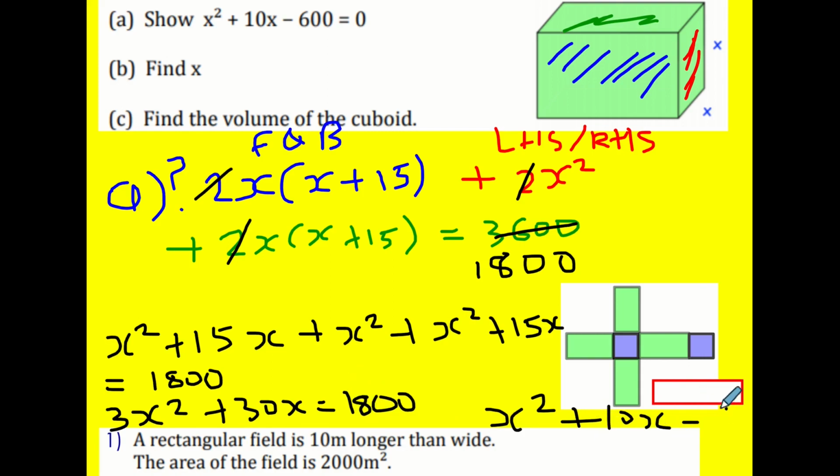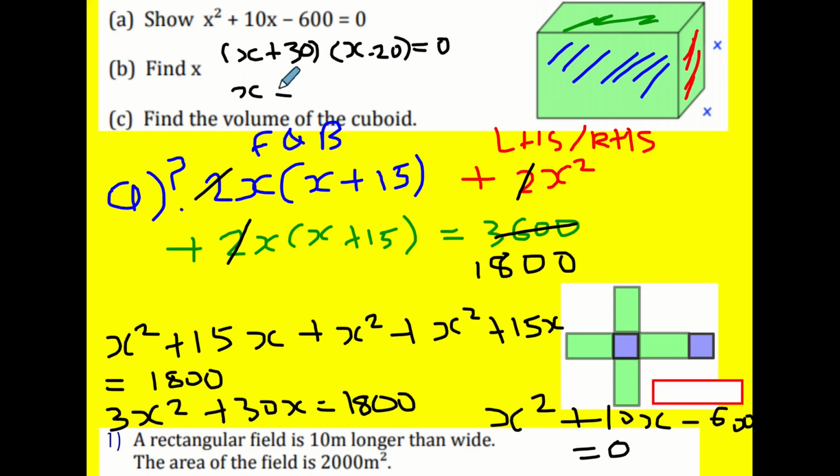I can minus 600 from both sides, and then I've done what the question's asked. That is going to equal 0. Okay, that took more space than I thought. To find x, we're going to set that equal to 0 and then factorize it, which becomes two numbers that go into 600 that only differ by 10. It's going to be 20 and 30. So it's going to be plus 30 to get that 10x and minus 20. That's going to equal 0.